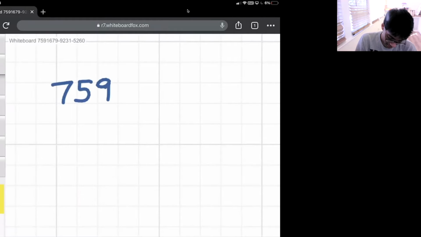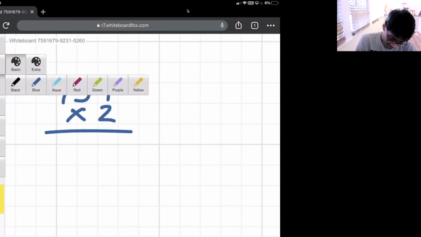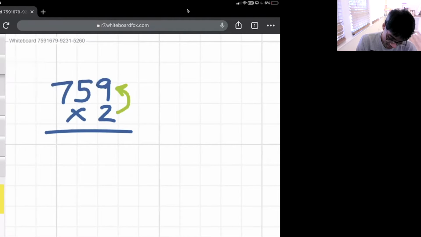So we have 759 times 2. We remember that 2 times 9 is equal to 18, but I can't write 18 like this because this 1 is taking up someone else's spot. So I'm going to take him out, move him to the 3rd floor, and he's going to be on top of the 5 right there.